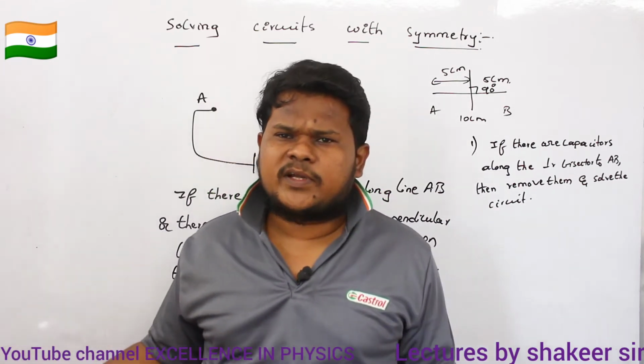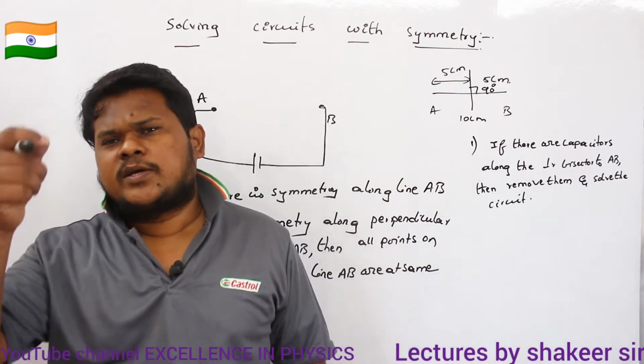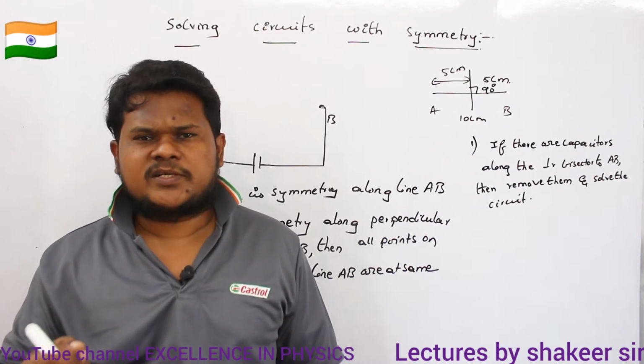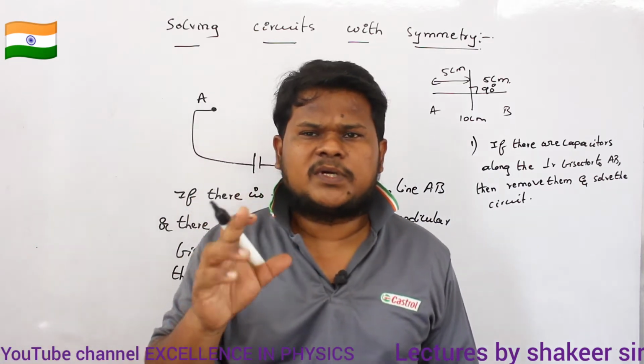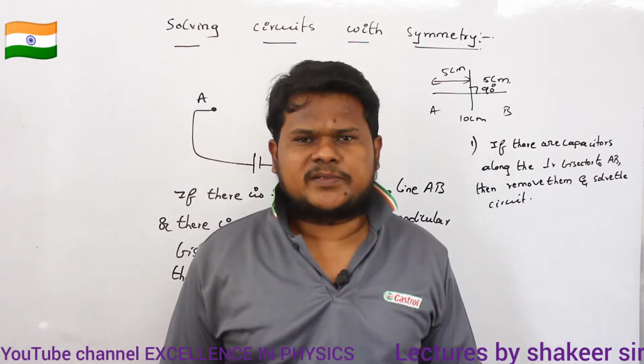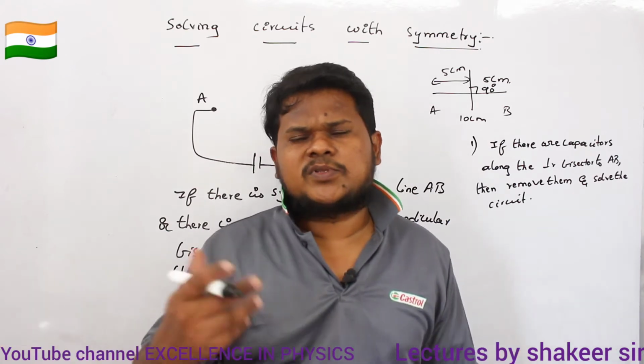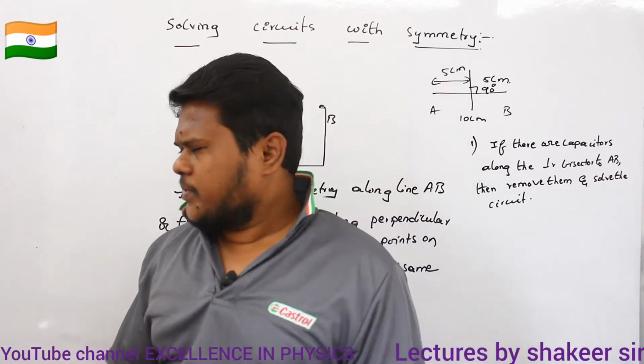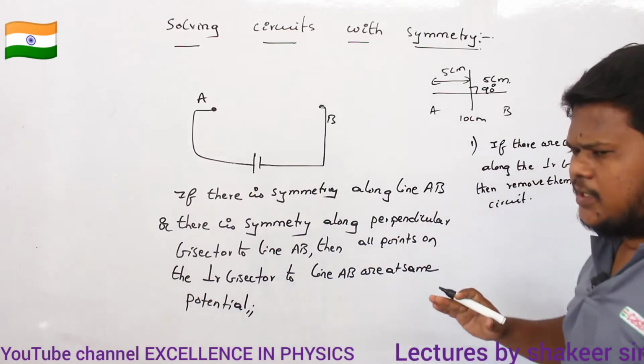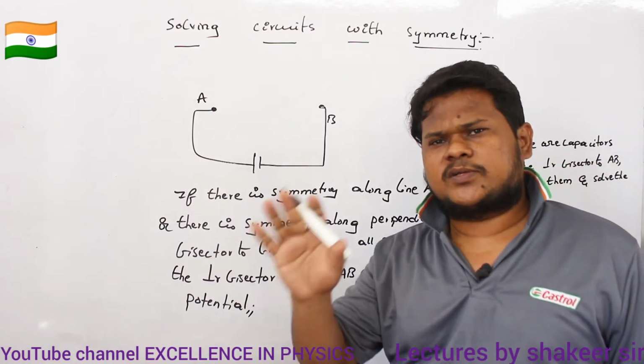How can we say that we can remove those capacitors? Because if 2 points are at the same potential and you connect a capacitor in between them, charge cannot flow through that capacitor, because the potential difference across both ends is 0. Charge cannot flow between those 2 points. So definitely you can remove those capacitors and solve the circuit.